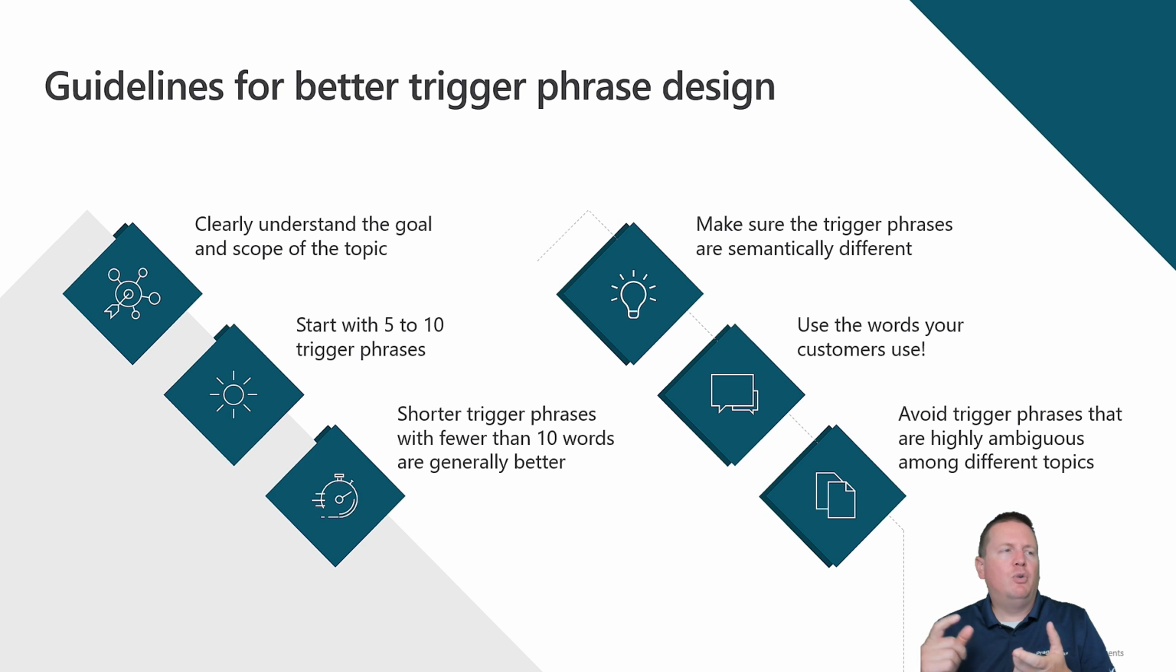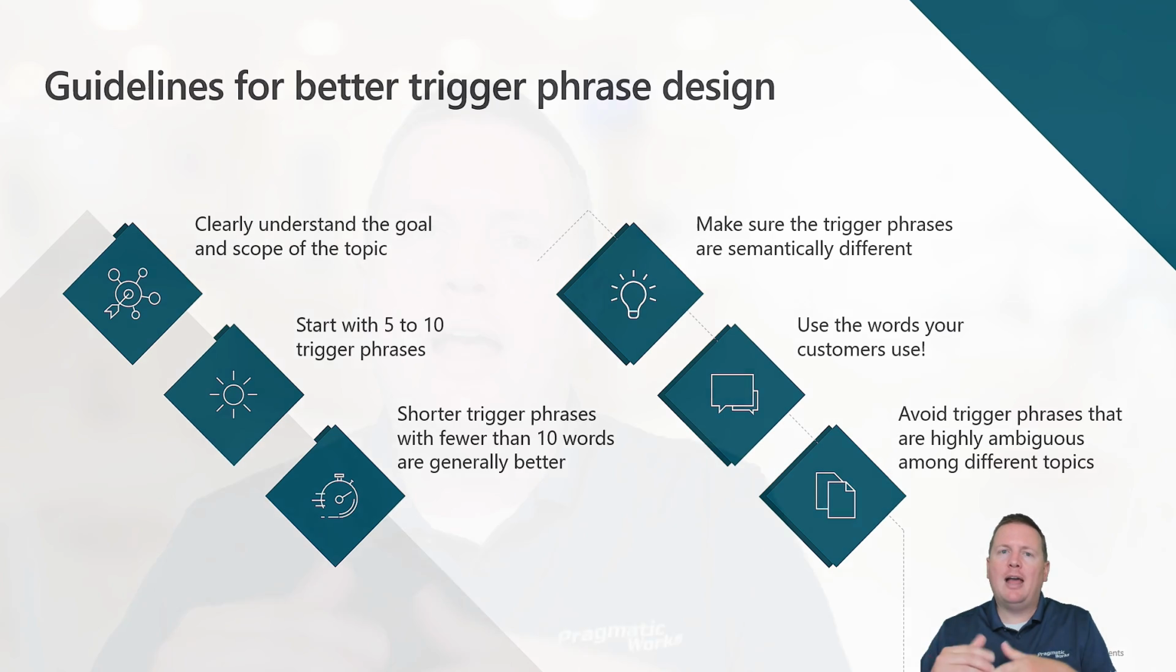One is you want to make sure that you have very clearly scoped trigger phrases. Your trigger phrases should not veer into other topics. You shouldn't have a trigger phrase that could really apply to multiple topics. If you do, that could cause some confusion inside Power Virtual Agents on which topic to direct your customers to. So be very concise with the trigger phrases that you have.